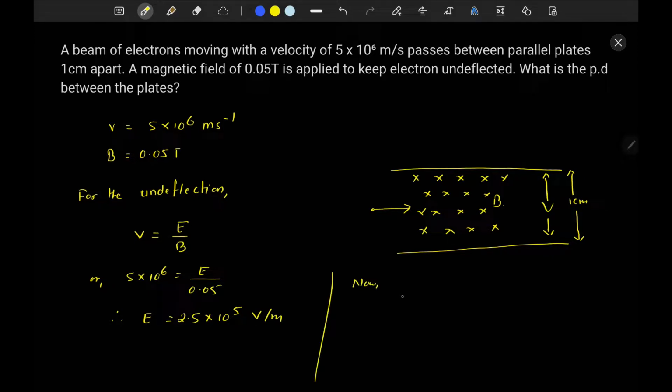Now as you know that electric field is equal to voltage applied divided by separation between the two plates, we need to calculate the voltage. Electric field is 2.5 × 10⁵, and V is unknown. d is 1 cm, that is 1 × 10⁻² meter. So this gives the value of potential between the two plates as 2.5 × 10³ volt. This is the answer.